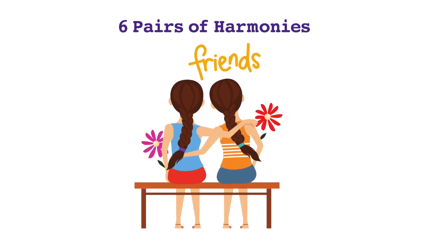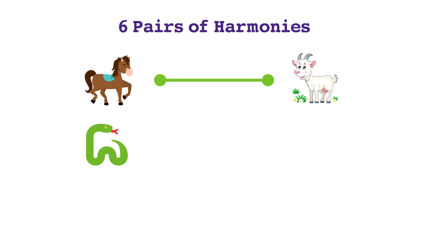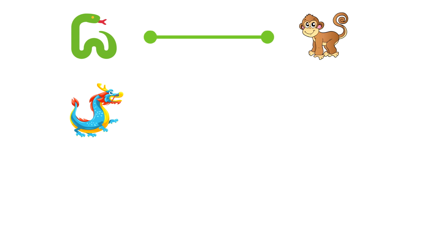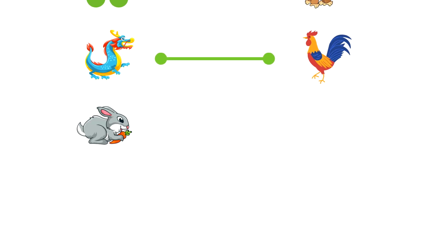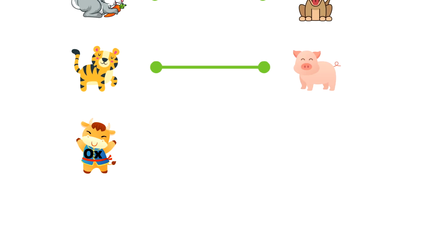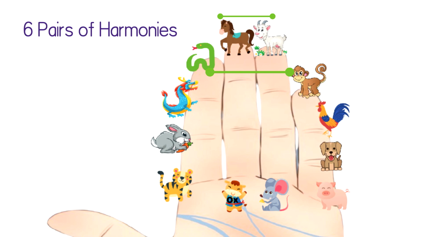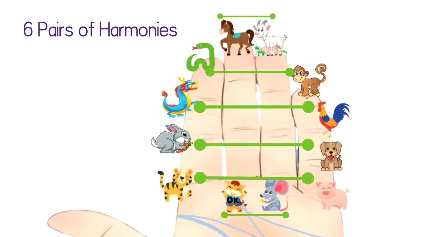Now let's talk about the 6 pairs of harmonies. In another word, best friend forever. The 6 pairs are horse and goat, snake and monkey, dragon and rooster, rabbit and dog, tiger and pig, ox and rat. So how does it look like on our hand? An easy way to remember the 6 pairs of harmonies is that each pair is opposite each other on a horizontal line.